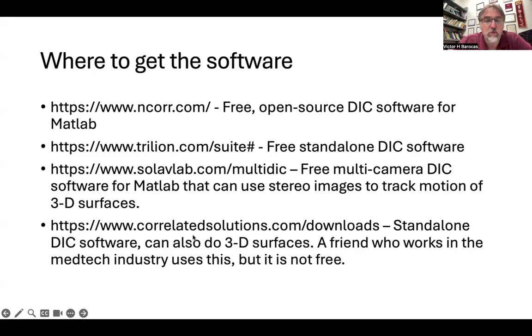CorrelatedSolutions.com, they have some really nice software. It also does 3D surfaces. And I have a friend who works in medtech and he swears by it. He says it's the best tracking software out there, but it's not free. So if you have a lot of money and you're trying to figure out how to spend it, it's worth looking into. But if you don't have very much money or you're just starting out, I would recommend looking at some of the free software.